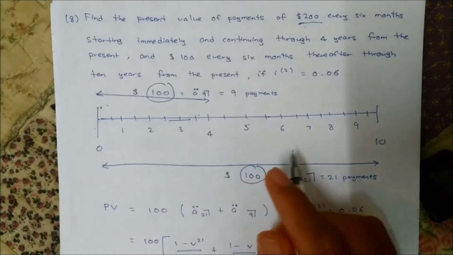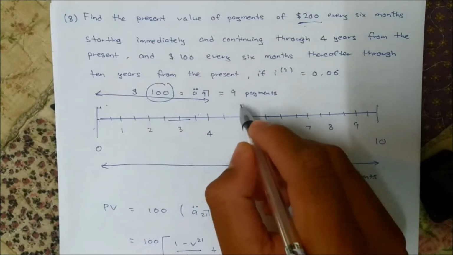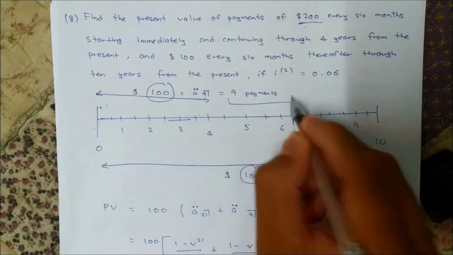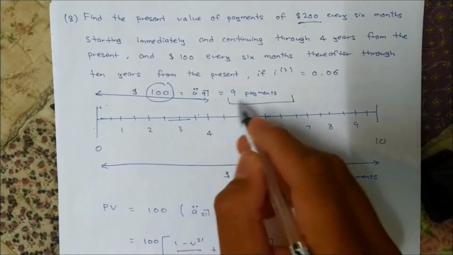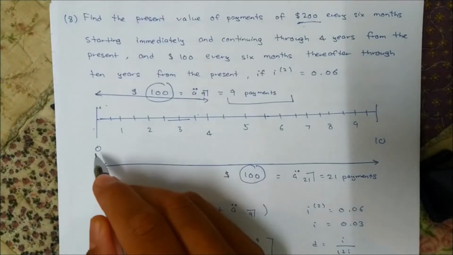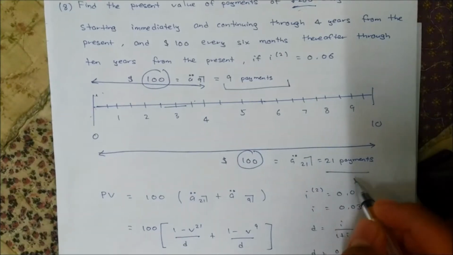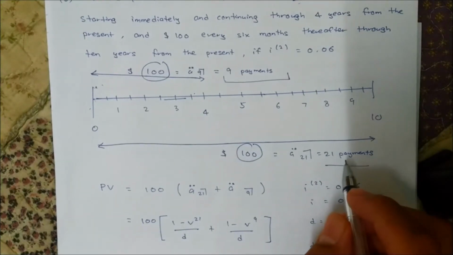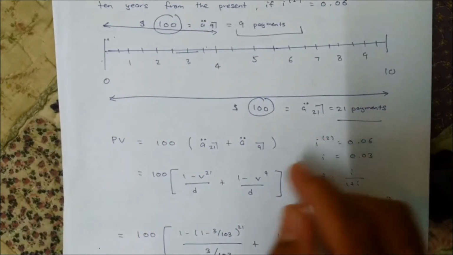Therefore, to solve this question more easily, we need to determine the number of payments for each of the series. As you can see here, from year 0 to year 4, there were 9 payments of $100, and from year 0 to year 10, there were 21 payments made during the annuity.